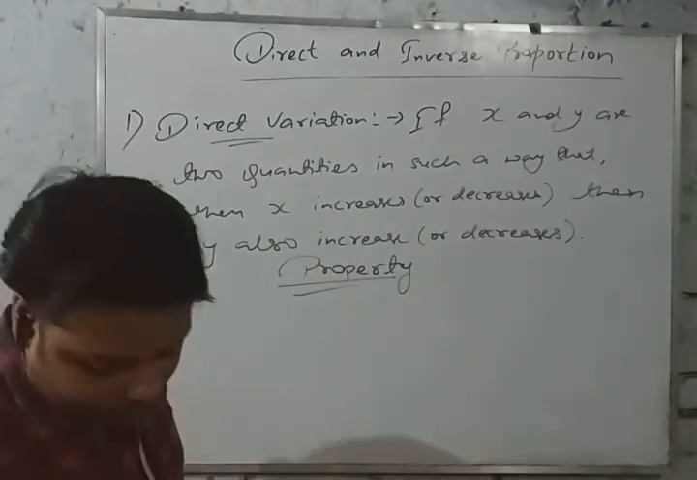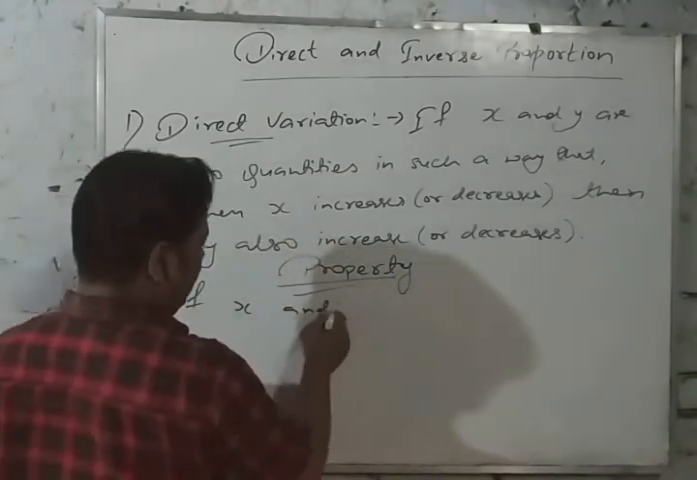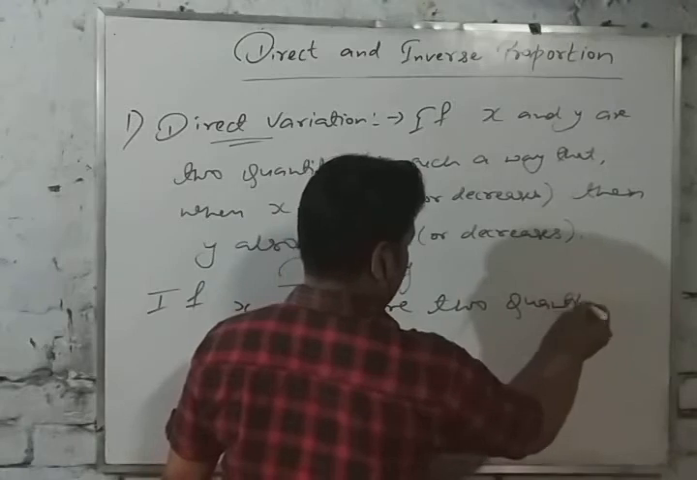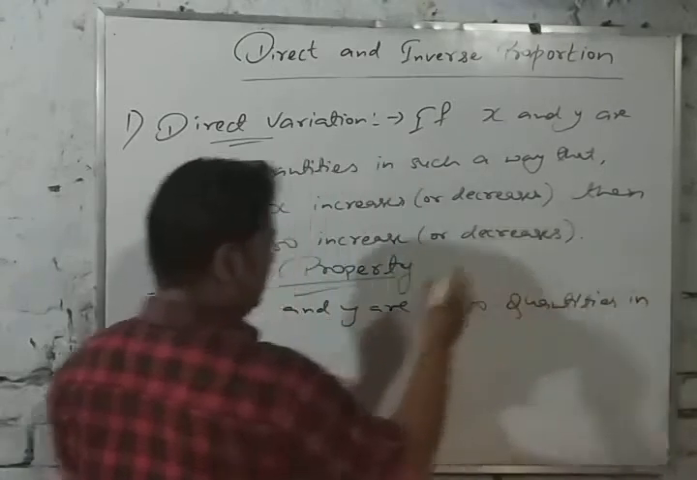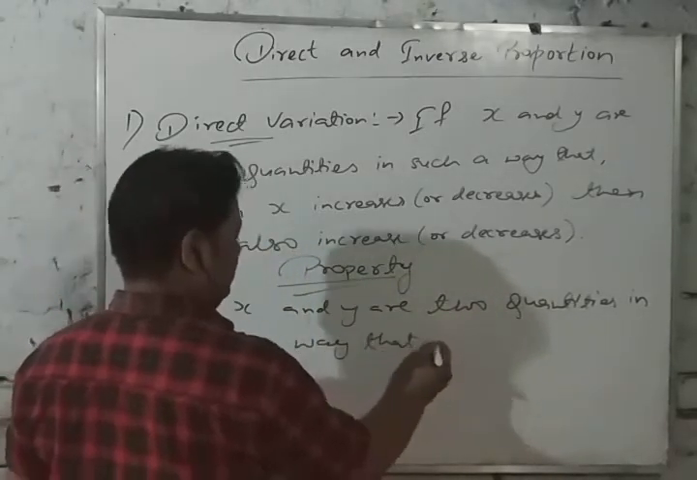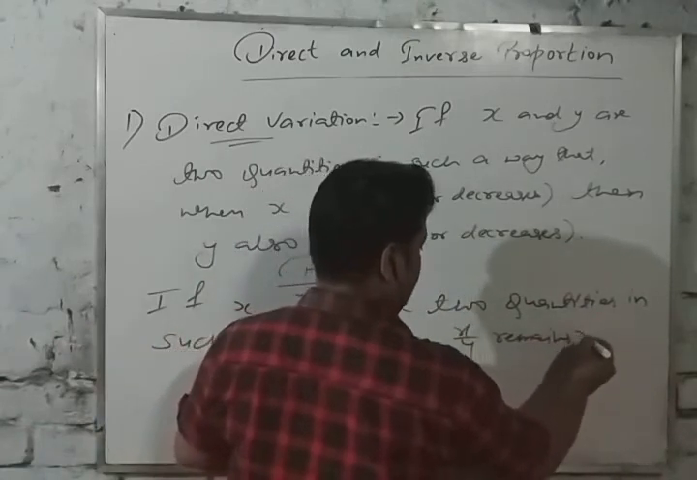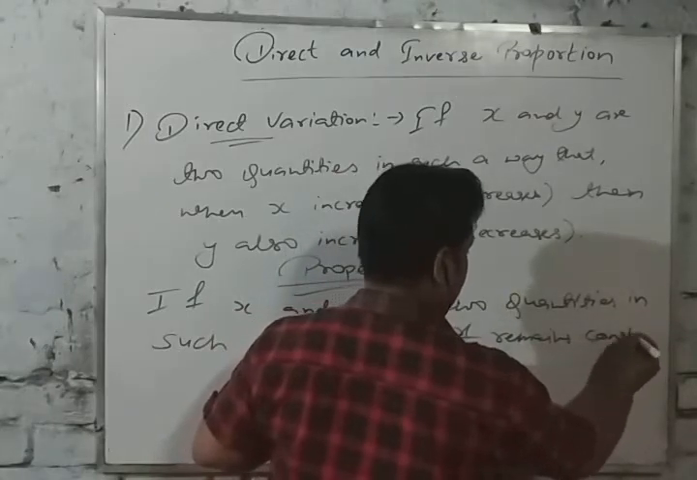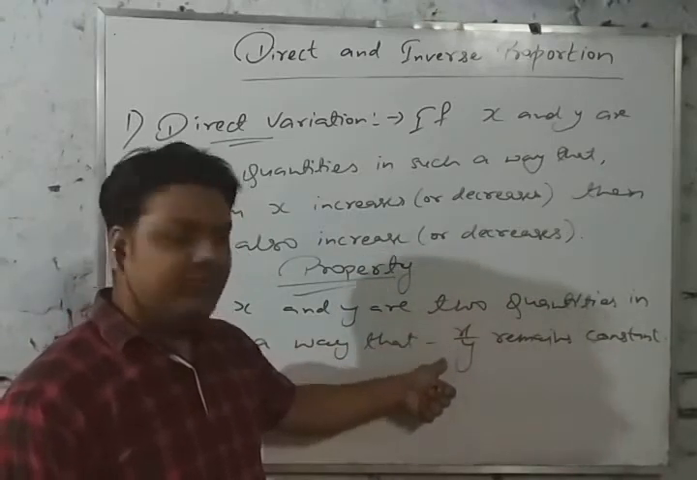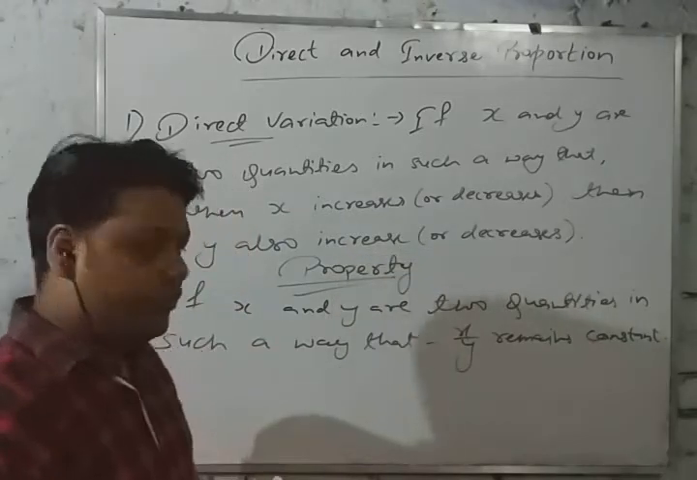Now, if x and y are two quantities in such a way that x by y remains constant, it means the value of x by the value of y is equal for any constant term.